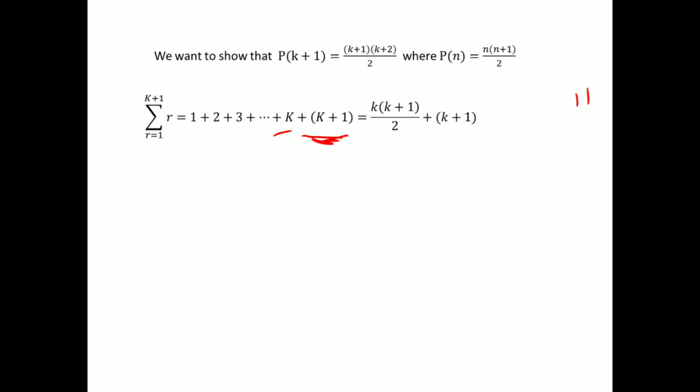And adding k plus 1 in the left-hand side means that we should add it in the right-hand side for equality's sake. Whatever you do in the left-hand side, you also do in the right-hand side. Okay, so that's why we have k plus 1 added to the right-hand side.